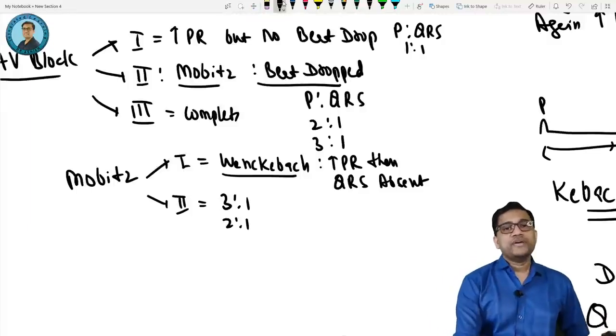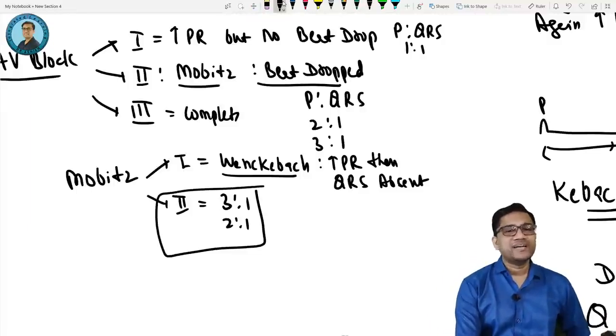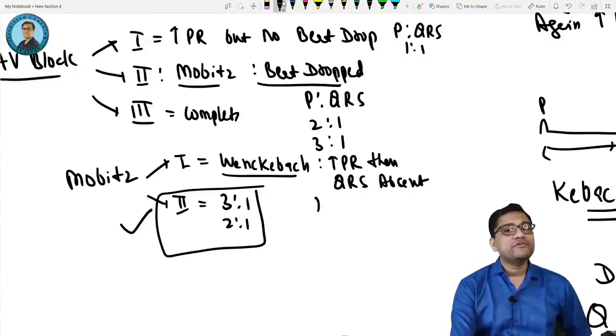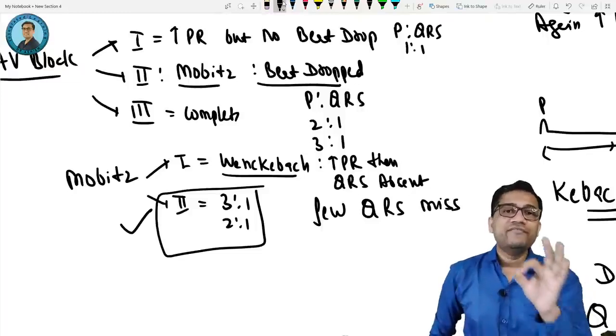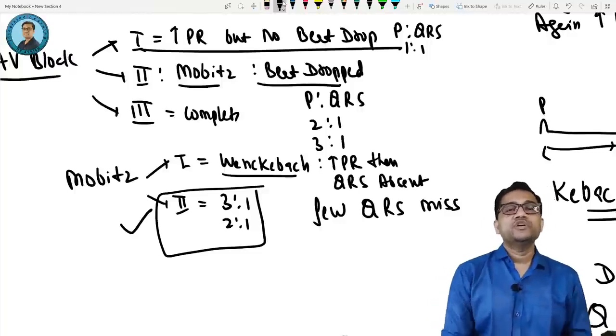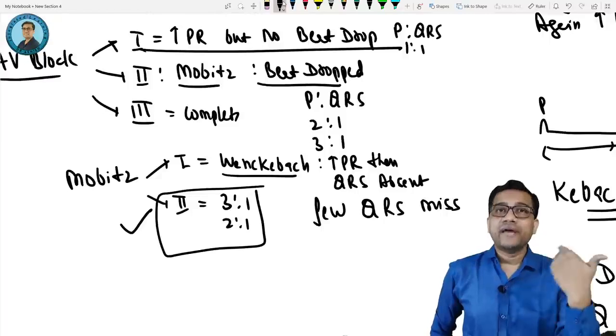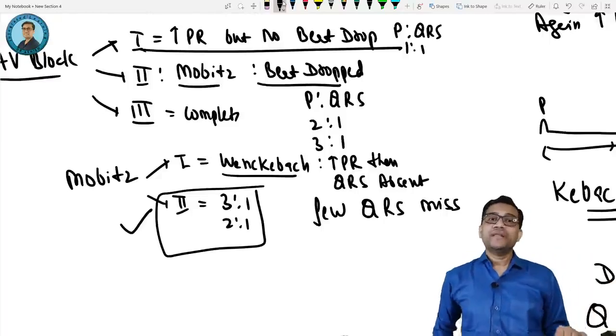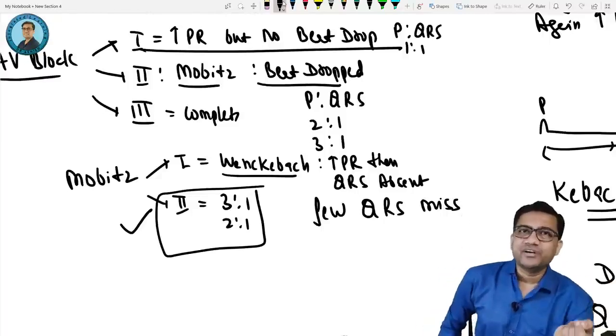Is it clear? So if there is 3:1, 2:1 continuously, it is what? Mobitz 2. If there is increase PR, then few QRS are missing, not always, few QRS missing. That means infrequent dropping of beats. And if there is no dropping, that is 1. So no dropping, 1. Regular dropping, it is 2. Clear? Mobitz 2. And if some beats are dropped, Mobitz 1.